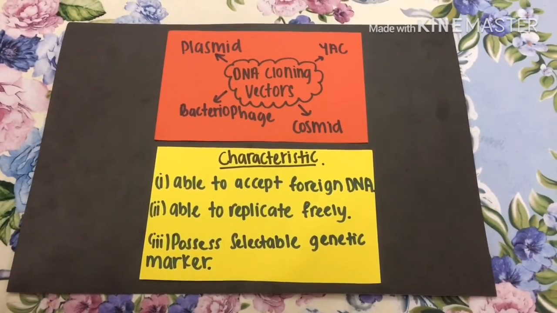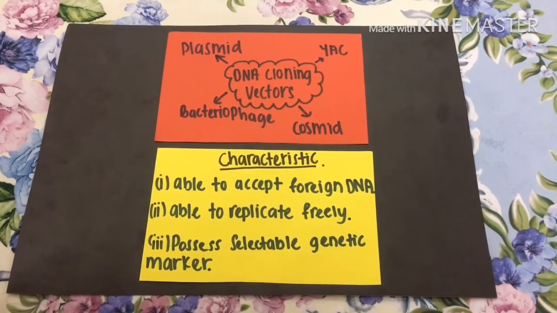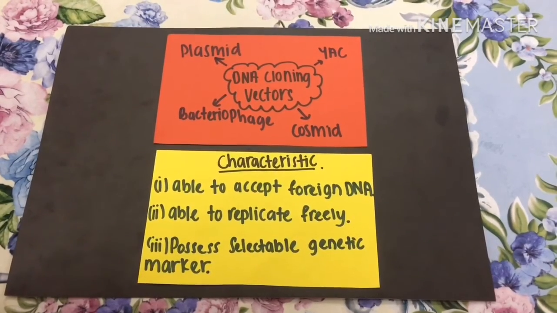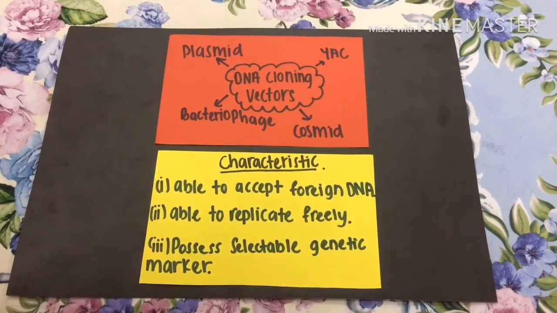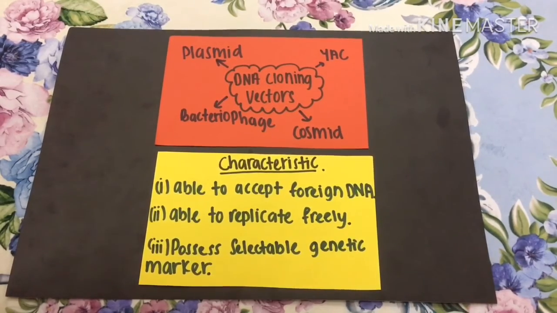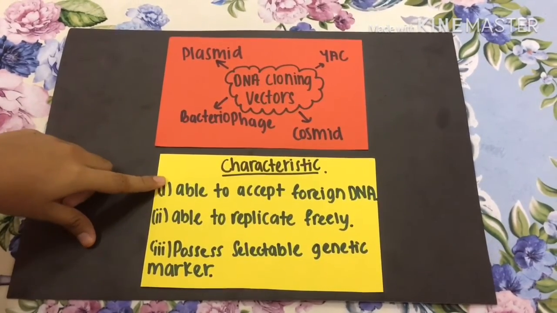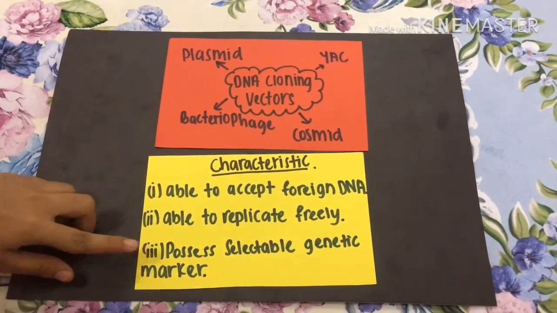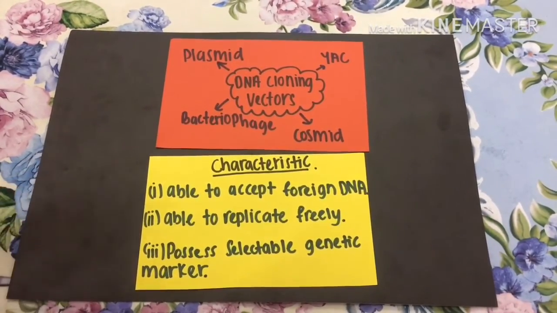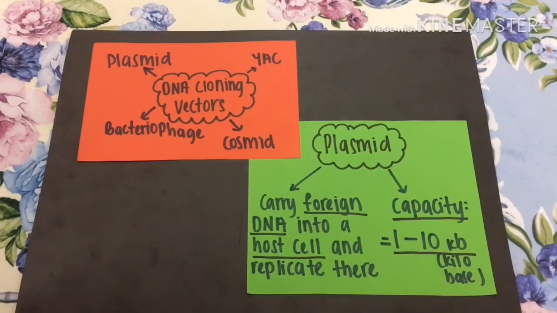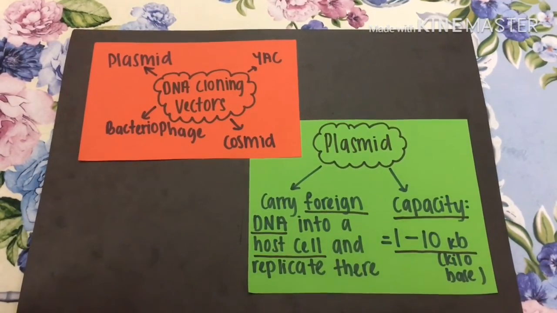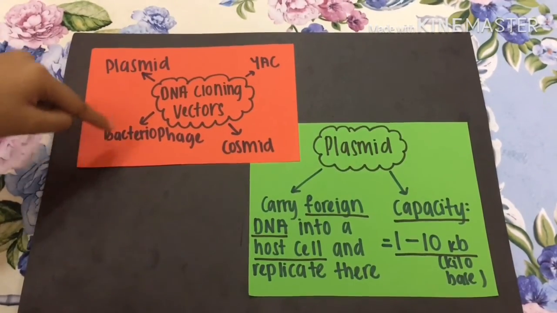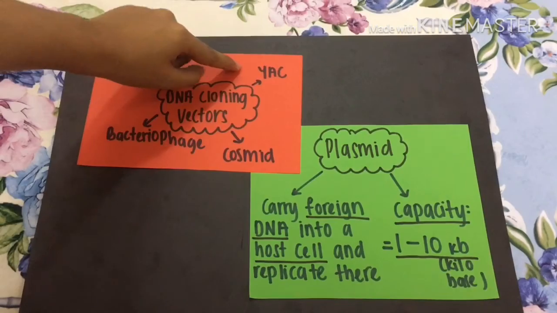The next tool is DNA cloning vectors, which act as transport DNA molecules that can insert a fragment into a cell and replicate in that cell. The characteristics of DNA cloning vectors are: able to accept foreign DNA, able to replicate freely, and possessing a selectable genetic marker, for example an antibiotic resistance gene. DNA cloning vectors have 4 examples: plasmid, bacteriophage, cosmid, and YAC.